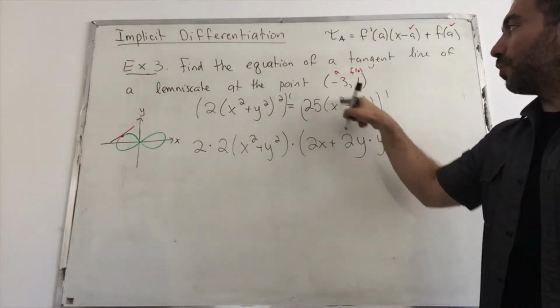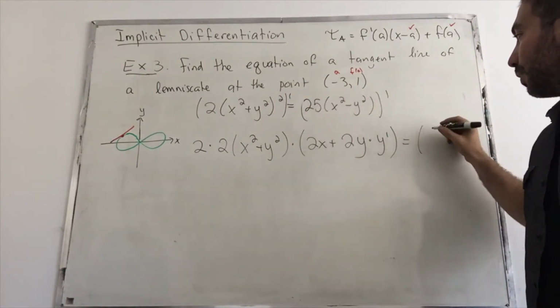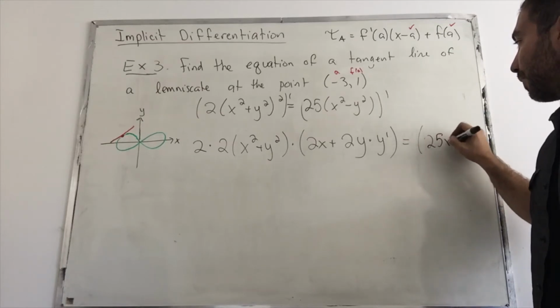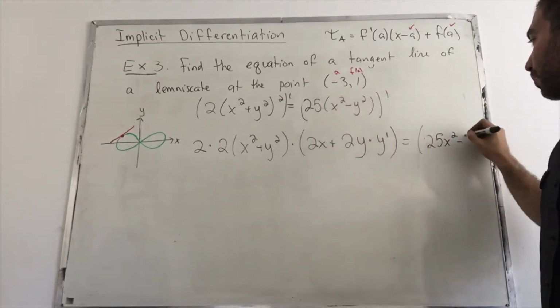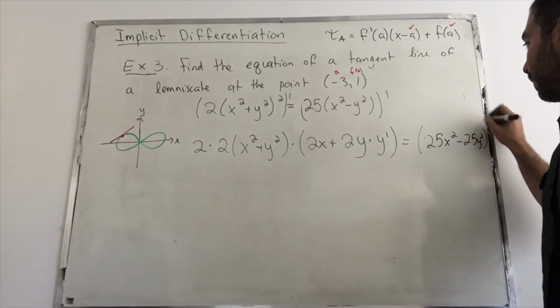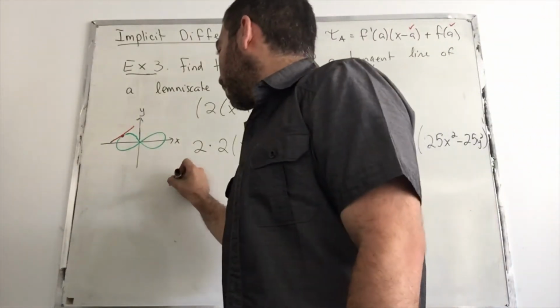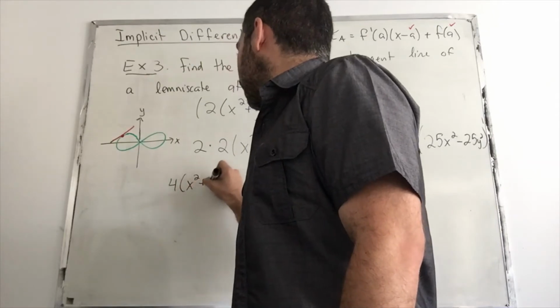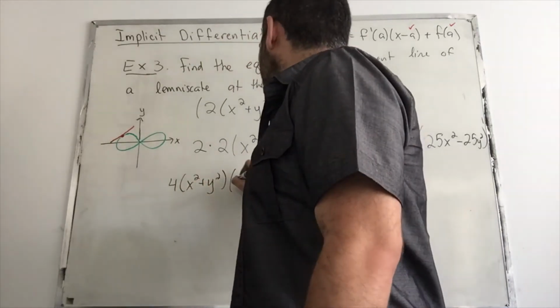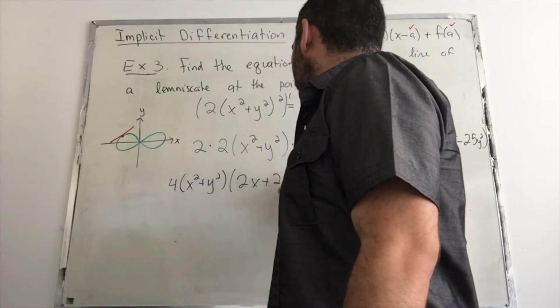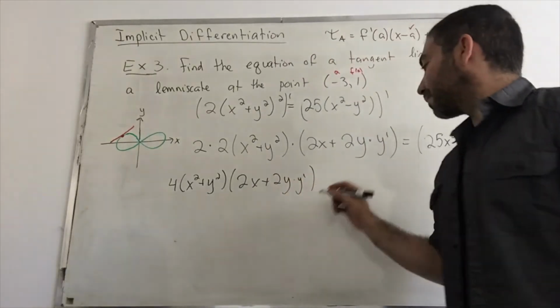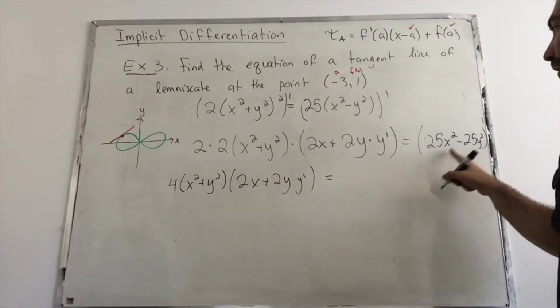I'm just going to distribute the 25 before I derive. So I didn't take the derivative yet. I'm just going to write it as 25x squared and then distribute minus 25y squared. And we're going to leave the prime notation here. So over here, what we're left with on the left side is 4 times (x squared plus y squared), times (2x plus 2y times y prime). And that's equal to, on the right-hand side, let's take the derivative now.